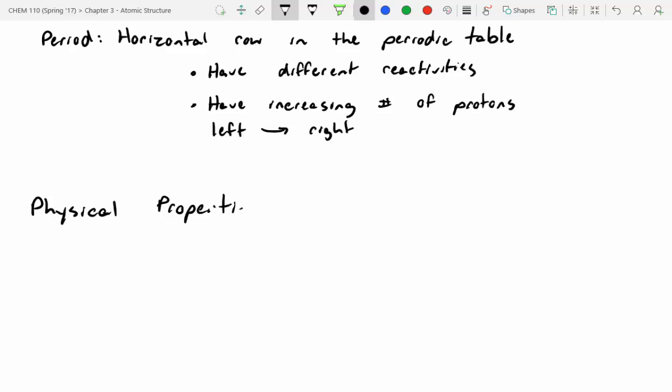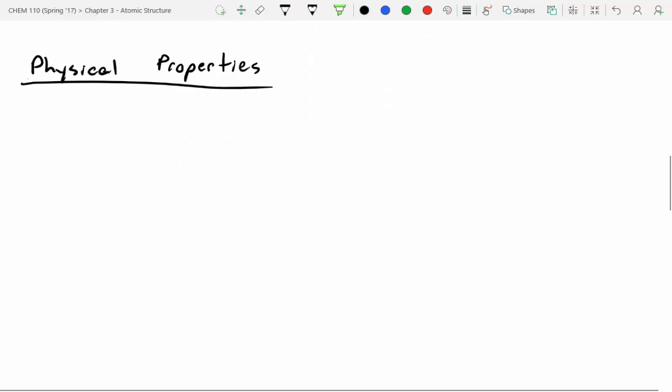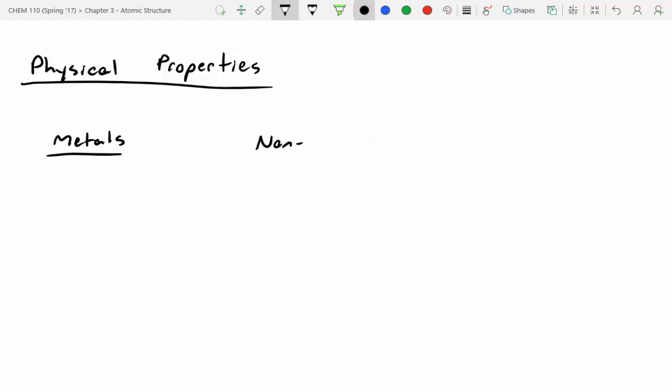And some of these are super intuitive, so bear with me. First one, we'll do metals. Then we'll do nonmetals. And then metalloids. All right, what's a property of a metal?